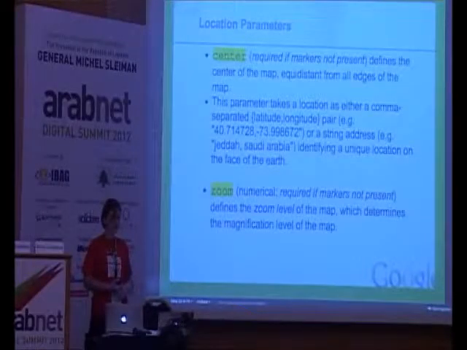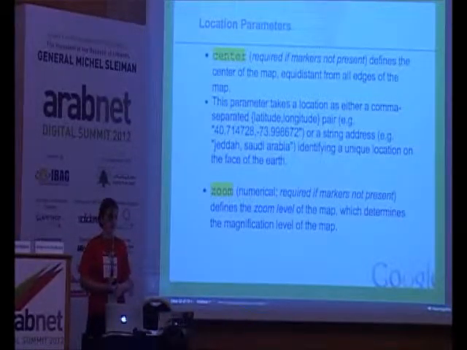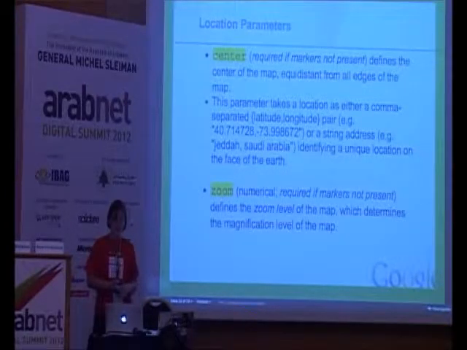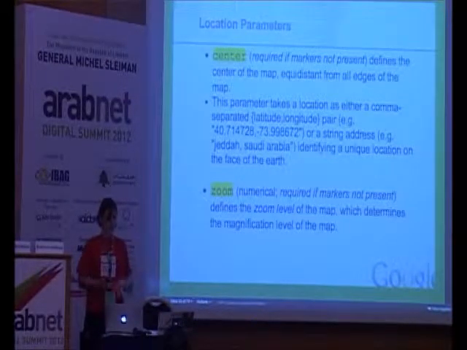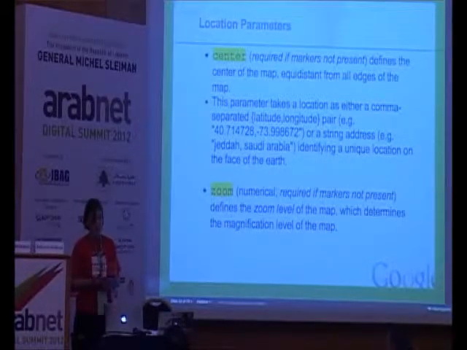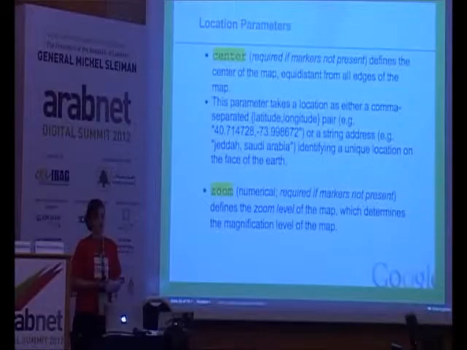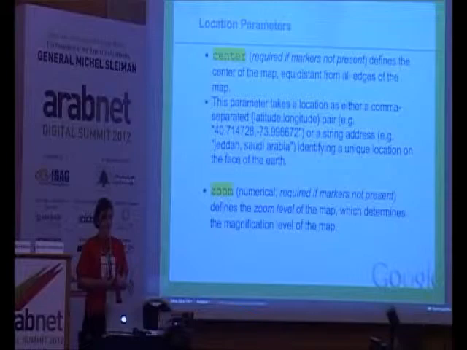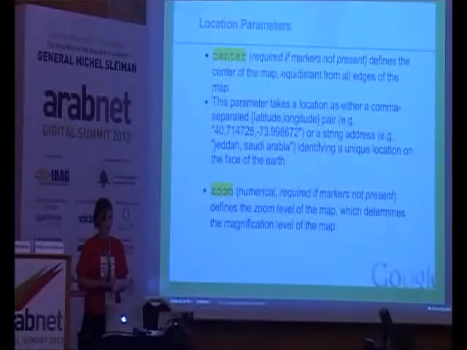The required parameter is the center, so that defines the central position of the map. And then it can take either geographical coordinates, latitude and longitude, or it can take a string address. So for example, you can say Beirut, Lebanon, and it will do the geocoding for you. So geocoding is one of the web services which comes together with the Maps API, and it converts the address information into the geographical position.